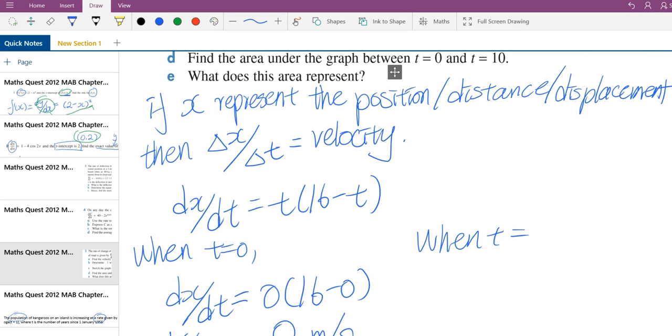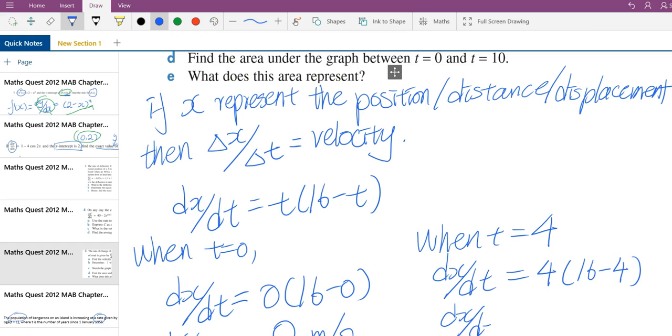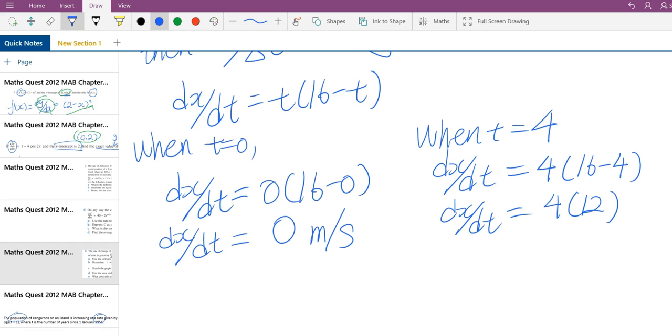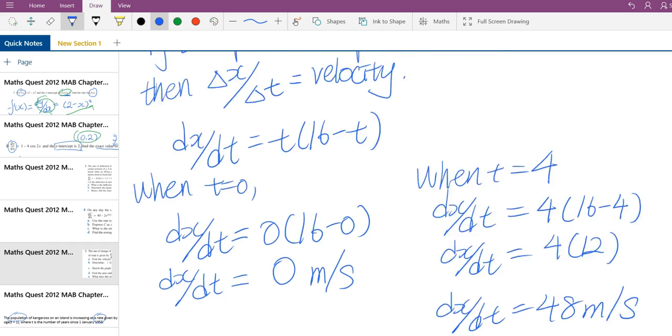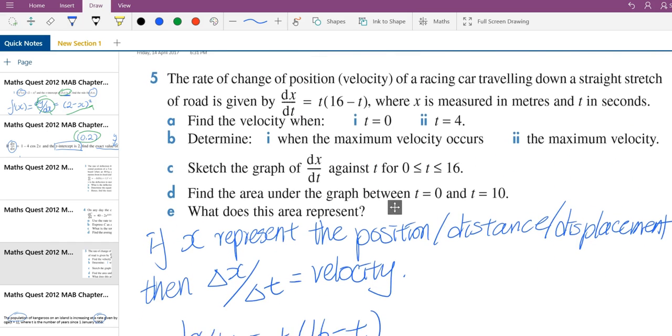So dx/dt equals 4 times (16 - 4), so dx/dt is equal to 4 times 12. There we go, dx/dt is equal to 48 meters per second. It's easy, a warming up question as always.